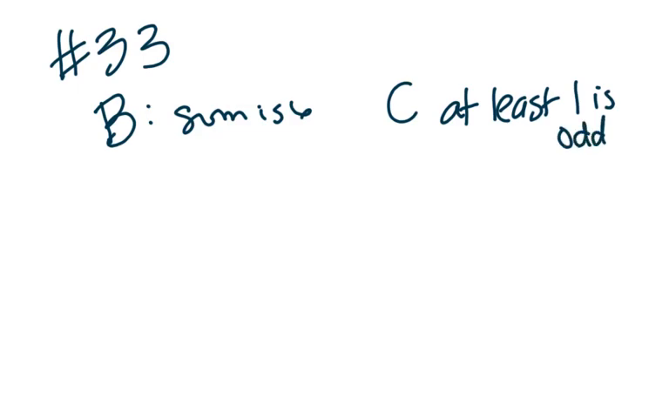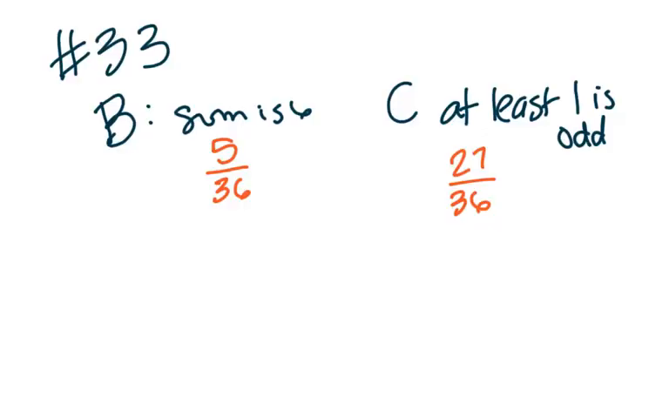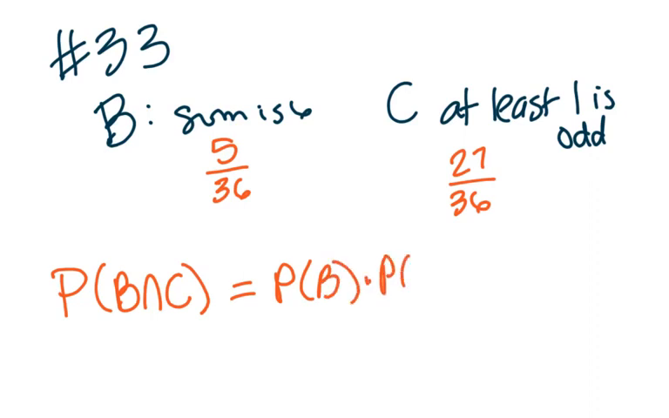So we've already said that the sum is 6. That's an event or a probability of 5 out of 36. Looking at the sample space, what is the probability that we have at least one odd? And so if you look at the sample space and count them up, there's 27 out of the 36 where at least one is odd. And so again, using these definitions for independent, dependent, we can say the probability of B and C happening, if that's equal to the probability of B times the probability of C, then we could say that they're independent.